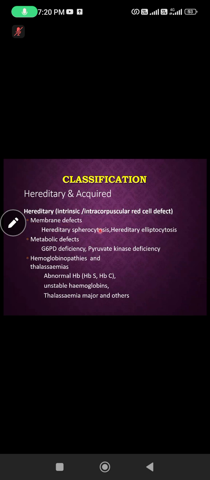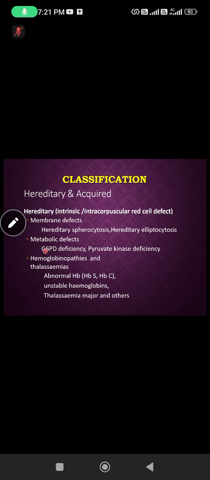So when the shape of the cell changes from the biconcave normal shape, the macrophages in the reticuloendothelial system identify such cells as abnormal and undergo destruction, causing hemolytic anemia.